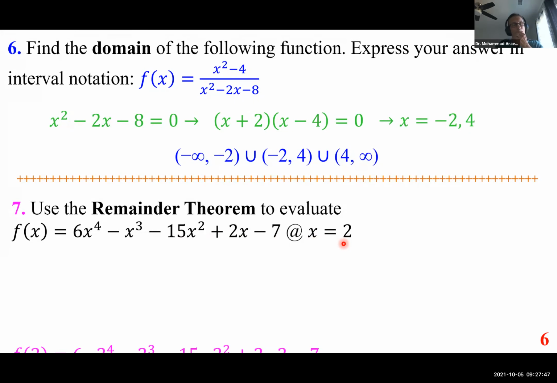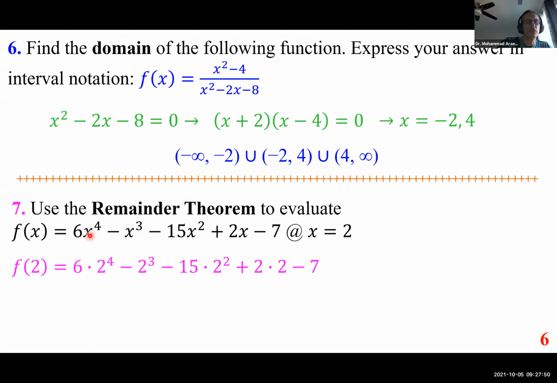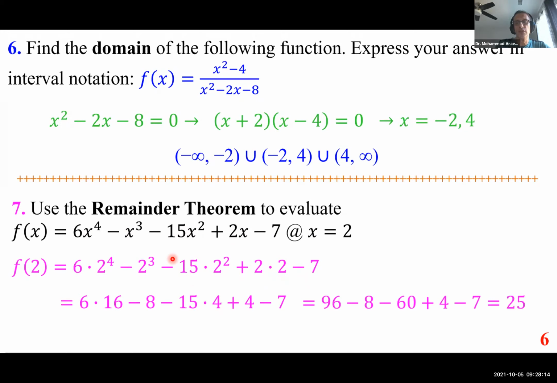So let's plug in. So 6 times 2 to the power of 4 minus 2 cubed minus 15 times 2 squared plus 2 times 2 minus 7. Of course, 2 to the power of 4 is 16, minus 2 cubed makes it minus 8, minus 15 times 4, and you evaluate it. I'm assuming everybody has an easy time with the evaluation of that. We end up with 25. That is elementary algebra. So what it means is that if we were to divide this expression by x minus 2, the remainder would be 25.